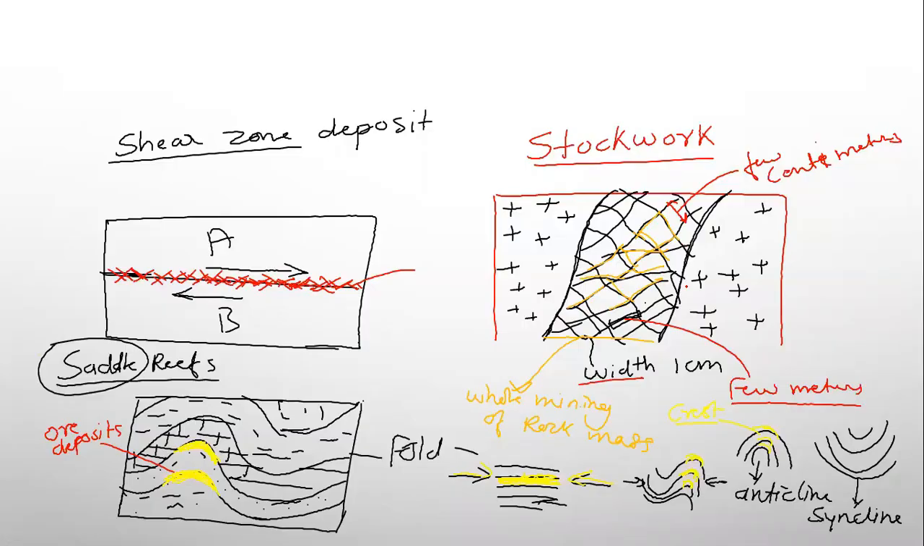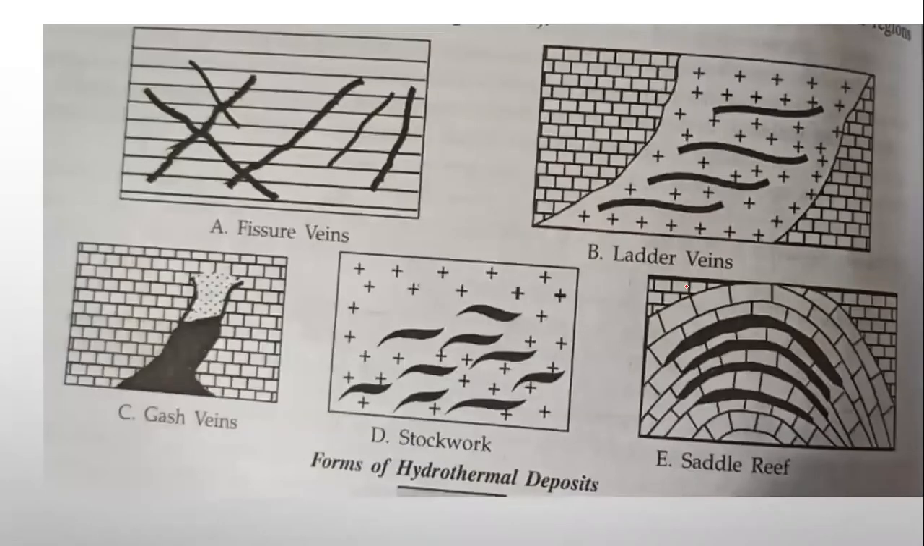Here you can see the bookish diagrams. So fissure veins we have discussed. Ladder veins we have not discussed. Stockwork is a little different diagram, but you just remember. This is saddle reef. You can see the fold is there. In this fold, there is a deposition of ore due to folding. It is at the crest of the fold.